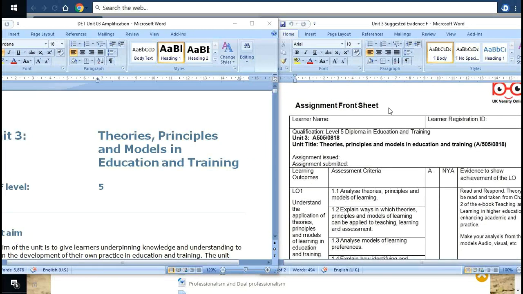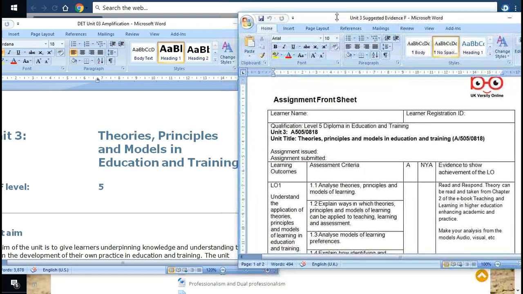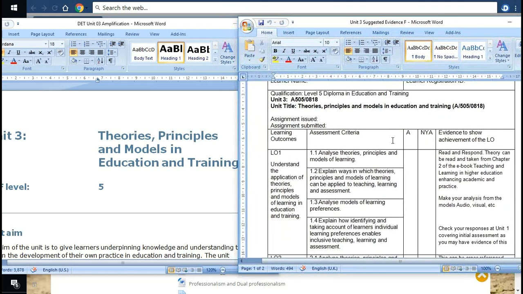So for Unit 3, as I said, it's a bit of a one-off, this one. I was in two minds whether to run this unit first before we did the rest of it, and then we could move on from that. It says basically analyse theories, principles and models of learning. So again, you can read and respond.